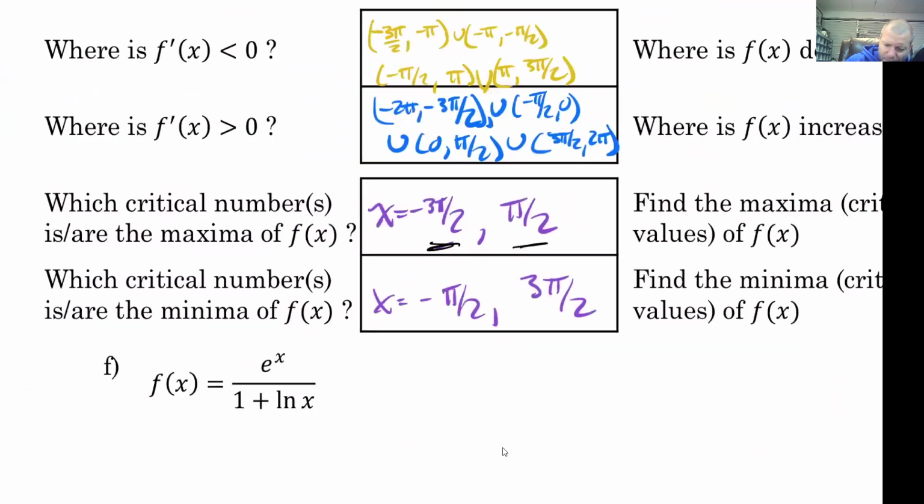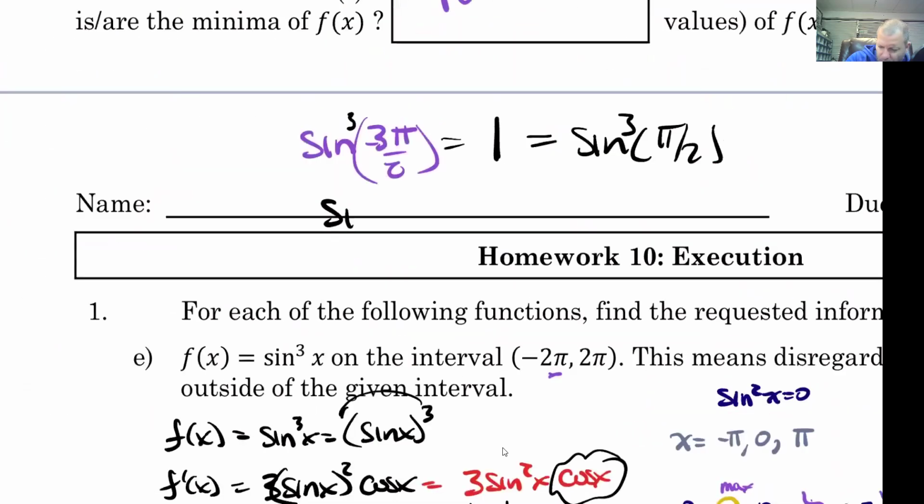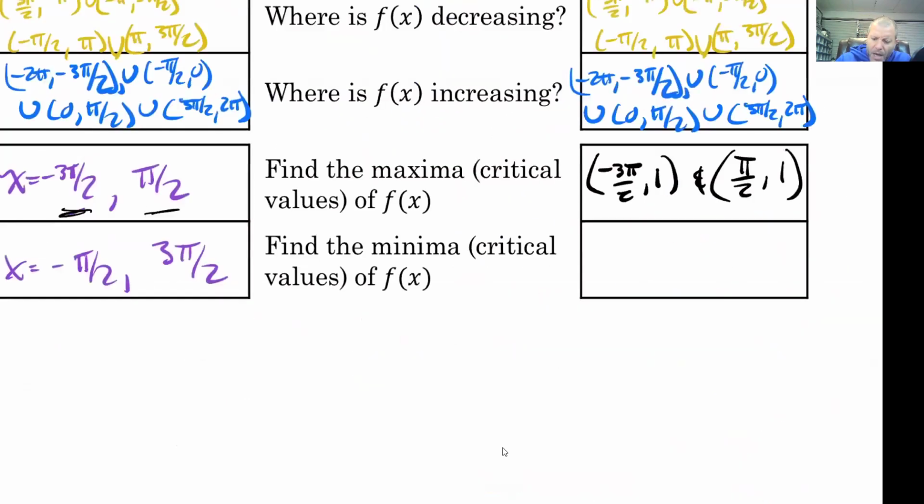So if I do sine cubed of negative pi over 2, I've rotated down to the negative y-axis where sine is negative 1. If I cube negative 1, I'm getting negative 1. And whatever the other value was, probably sine of 3 pi over 2 cubed, same thing, negative 1. So we would get negative pi over 2, negative 1, and 3 pi over 2, negative 1. Those are our minima for the function.